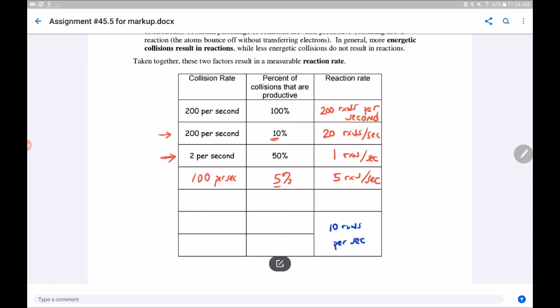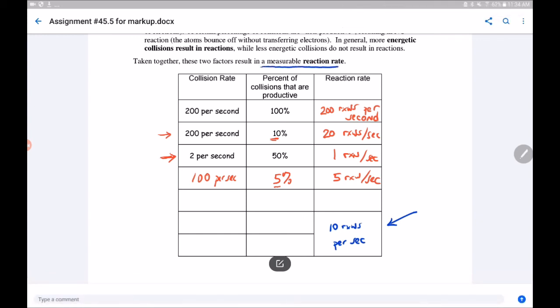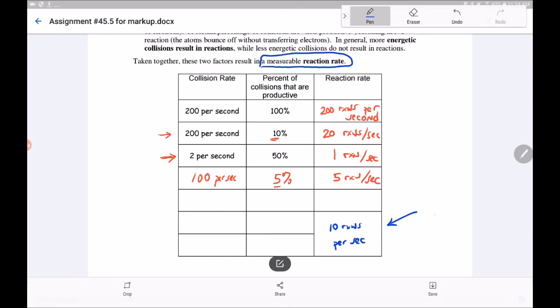And it turns out this value here, the reaction rate, is the only one you can measure experimentally. You can look at the formation of product, maybe with a color change, maybe by weighing your product, or maybe by looking at the production of gas, how many bubbles are formed, or what's the volume of gas. That's a measurable reaction rate. That's something you can see and measure in the lab. These other numbers here, you can't measure those directly.